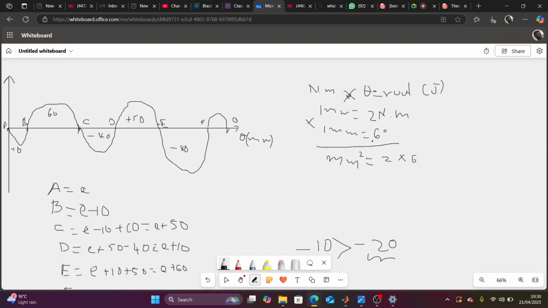Yeah, times 6. But remember, we said it has to be in radians. So it's going to be pi over what? 180. Do you agree? Now, this one here, it gives you what? Joule. That's what it means. Do you see it? Talk to me, Andile, if you don't see it. Yeah, I see it. So what is happening here?